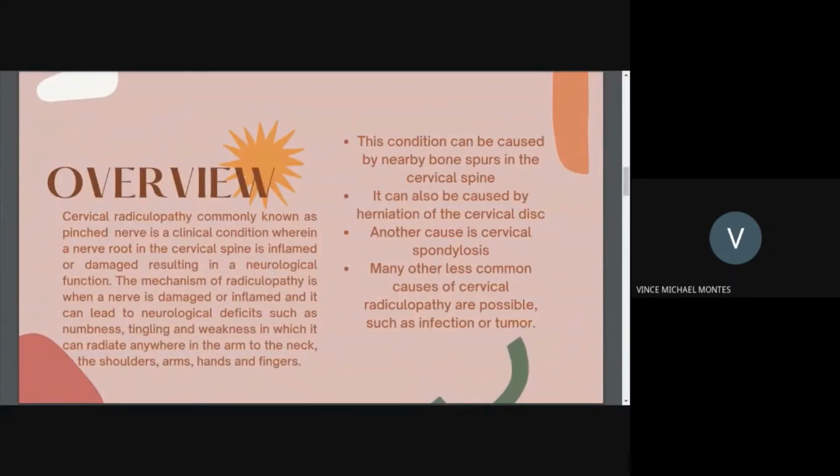Cervical radiculopathy, commonly known as pinched nerve, is a clinical condition wherein a nerve root in the cervical spine is inflamed or damaged, resulting in a loss of neurological function. It can lead to neurological deficits such as numbness, tingling, and weakness, which can radiate anywhere in the arm to the neck, shoulders, hands, and fingers. This condition can be caused by nearby bone spurs in the cervical spine, which are bony projections that develop along the bone edges that lead to damage of the cervical nerve.